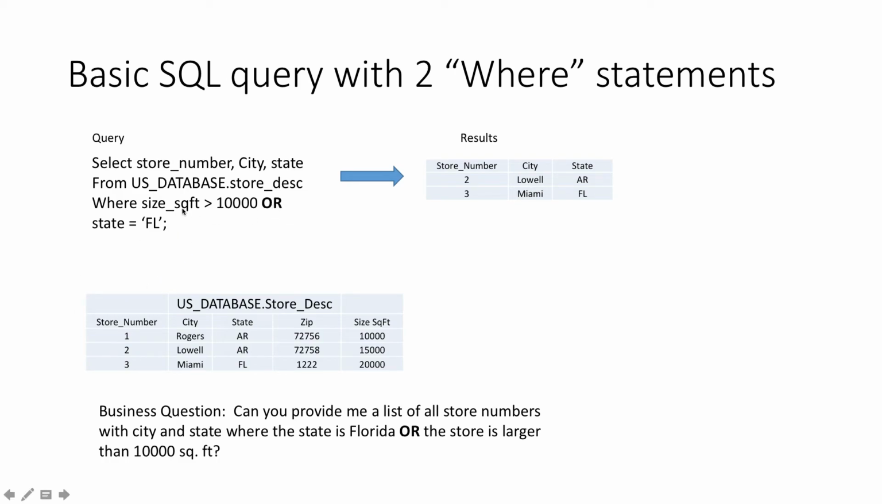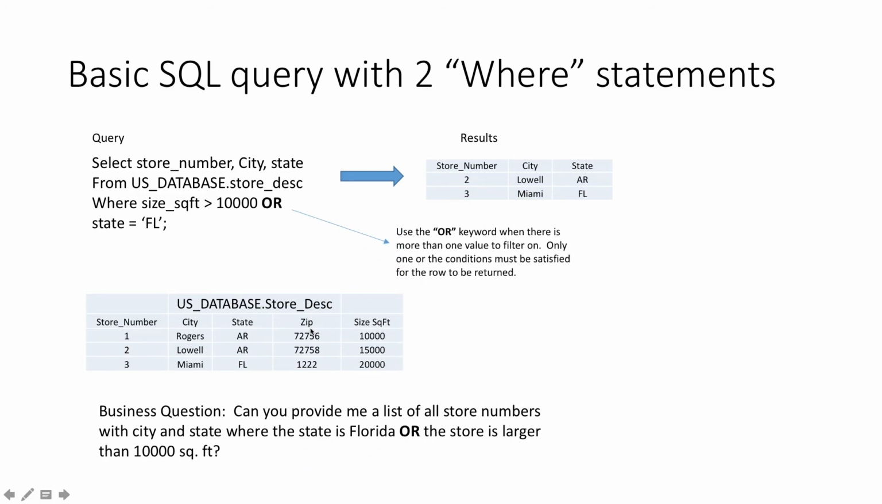Remember with the and, both conditions had to be satisfied for the row to come back. Or, it's either one. So first it's going to find all stores where the size square feet is greater than 10,000. So we have these two stores left. Or state equals Florida. So this row would come back regardless because size square feet is greater than 20,000 and the state is Florida. So this one would come back by either one of these conditions, but Lowell wouldn't have come back if we didn't have this condition.